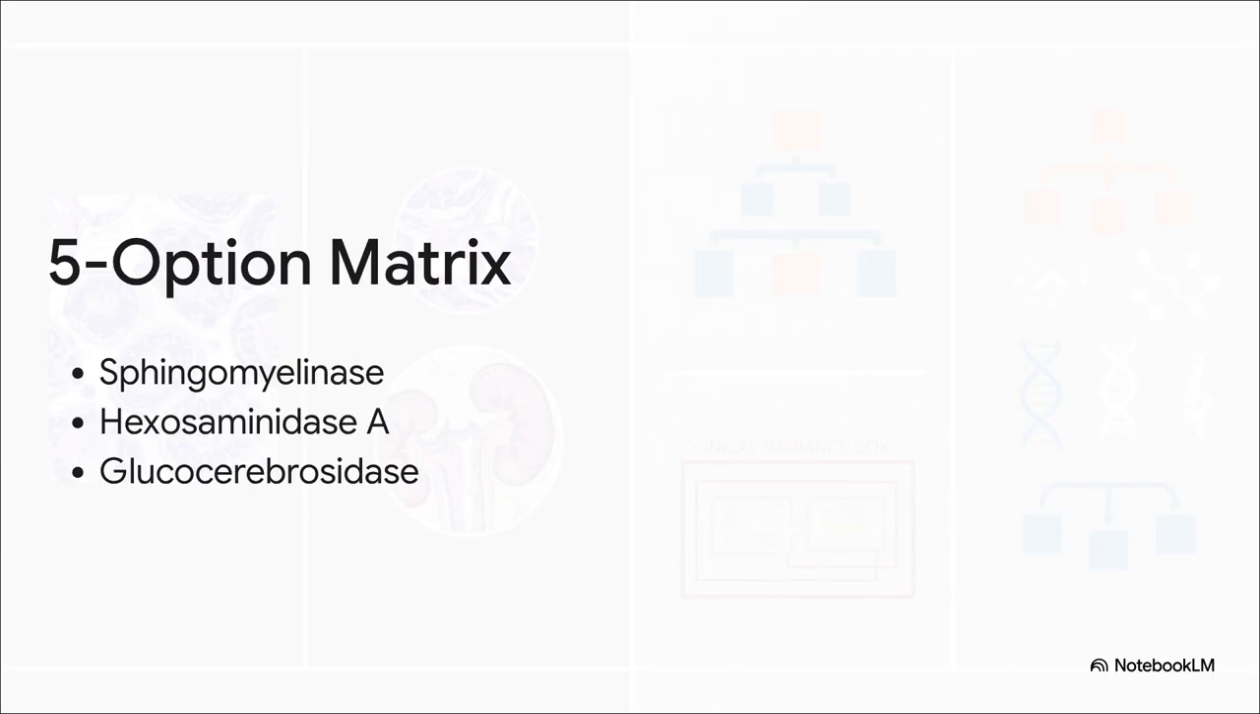Option C, alpha-galactosidase A, leads to Fabry disease. That's characterized by neuropathic limb pain and angiokeratomas. Option E, arylsulfatase A, causes metachromatic leukodystrophy. This leads to ataxia and dementia due to demyelination and completely lacks the cherry red spot. Therefore, the strict, undeniable answer is option D, hexosaminidase A. This confirms Tay-Sachs disease, correctly identifying the GM2 ganglioside trap.